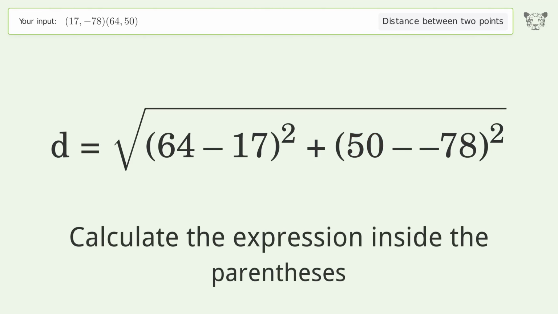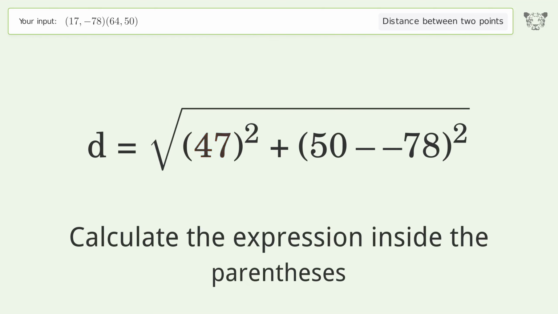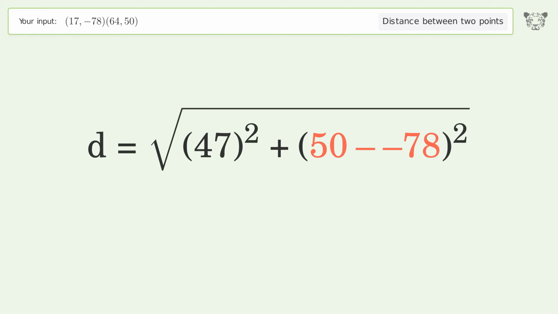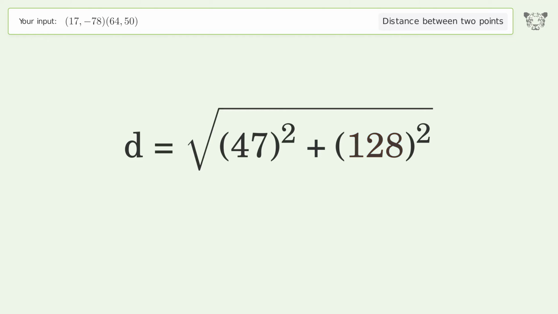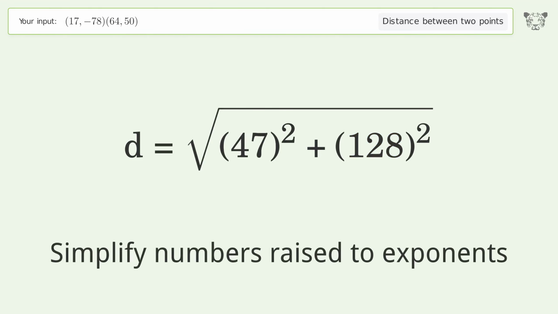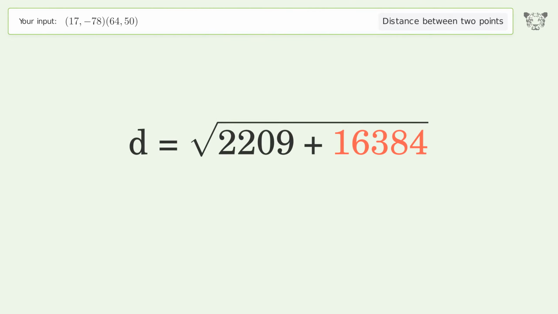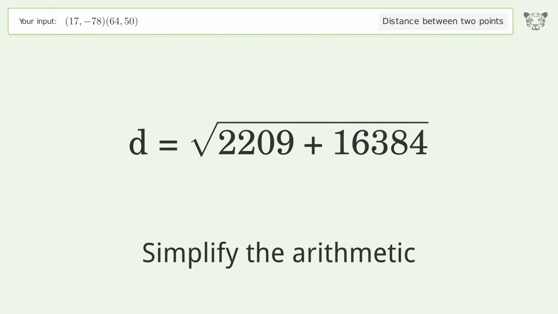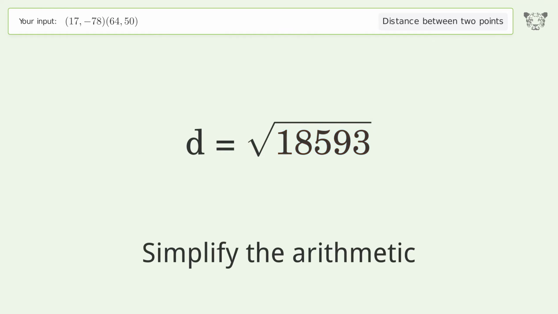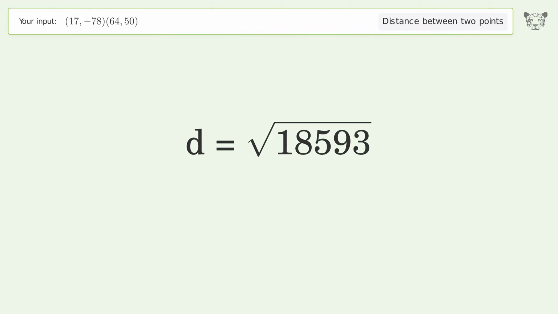Calculate the expression inside the parentheses. Simplify numbers raised to exponents. Simplify the arithmetic. And so the distance between the 2 points is the square root of 18,593, or 136.356.